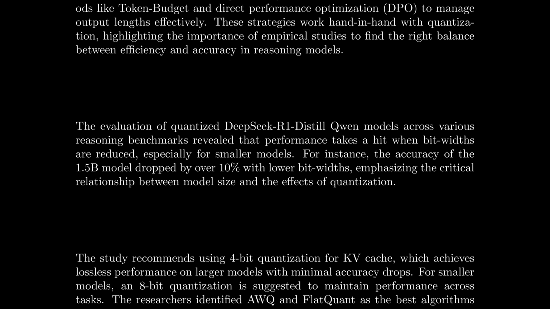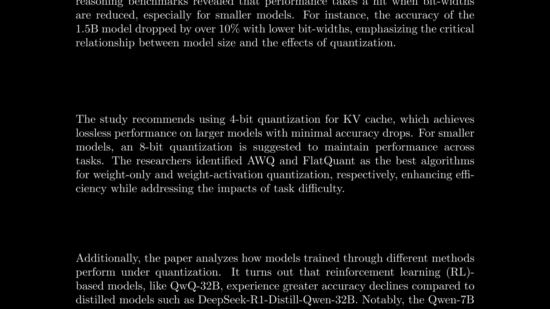a hit when bit widths are reduced, especially for smaller models. For instance, the accuracy of the 1.5B model dropped by over 10% with lower bit widths, emphasizing the critical relationship between model size and the effects of quantization. The study recommends using 4-bit quantization for KV-cache, which achieves lossless performance on larger models with minimal accuracy drops. For smaller models, an 8-bit quantization is suggested to maintain performance across tasks.